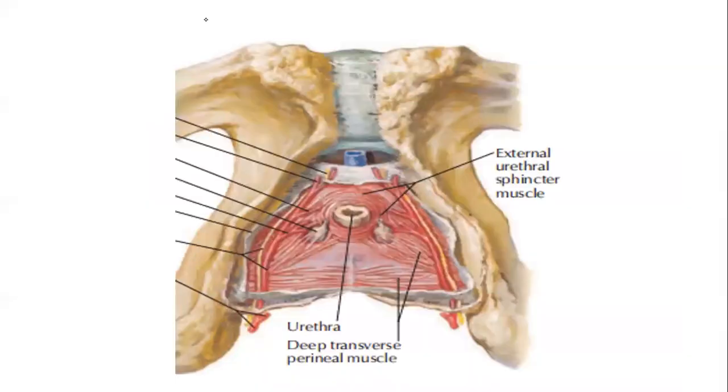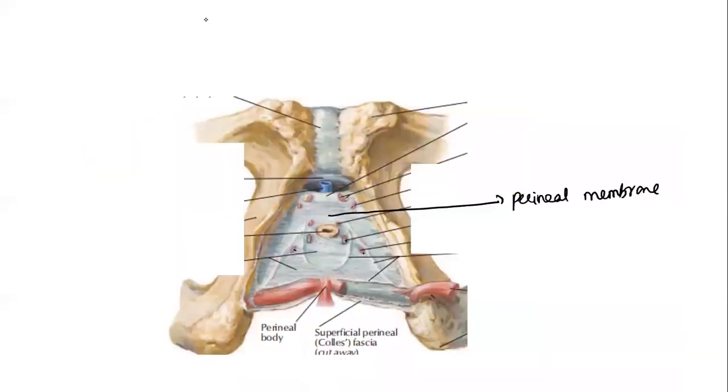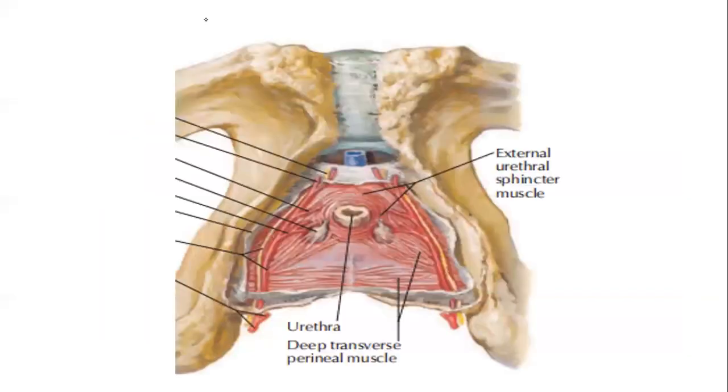Now, what is this picture? Again, it is very familiar to the previous picture. Here you can easily tell me what I have done. Very good. I have cut open the perineal membrane. Can you see? That is the perineal membrane. So what I am able to appreciate here is the contents of deep perineal pouch. So now are you able to understand how the pouches have been arranged?